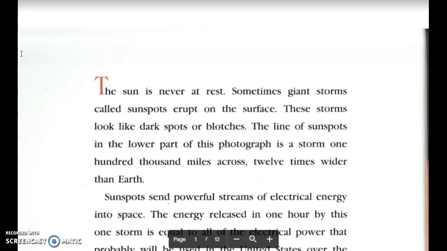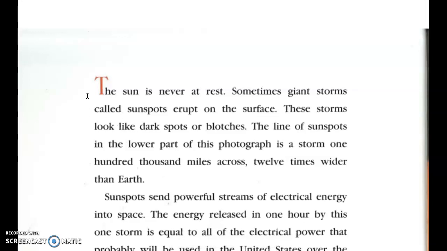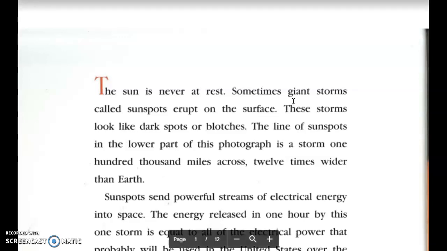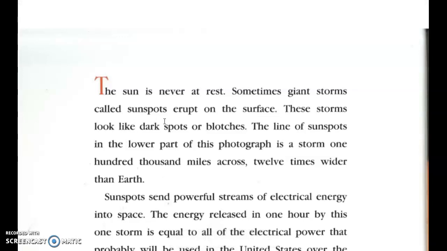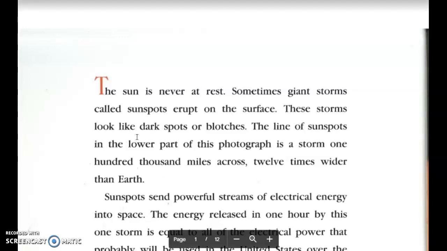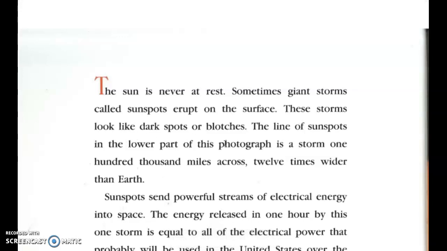We're going to start right here with where it says the sun. The sun is never at rest. Sometimes giant storms called sunspots erupt on the surface. Look at that, we found our word already. So let's see what we can find out about this sunspot. These storms look like dark spots or blotches. The line of sunspots in the lower part of this photograph is a storm 100,000 miles across, 12 times wider than Earth. Let's take a peek at those.